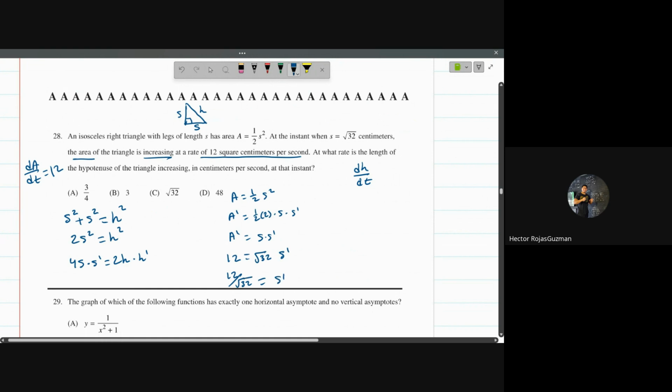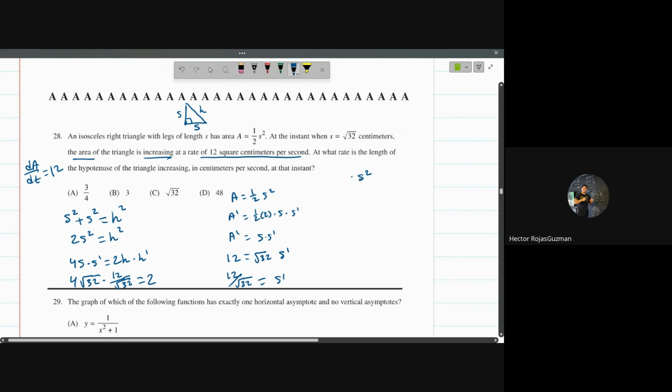So check, we got s prime. So now I know s, which is the square root of 32. We know s prime, which is 12 divided by the square root of 32. But we don't know h. We're going to have to find h by doing the Pythagorean theorem. Oh man, what a problem. Let me go ahead and erase this.